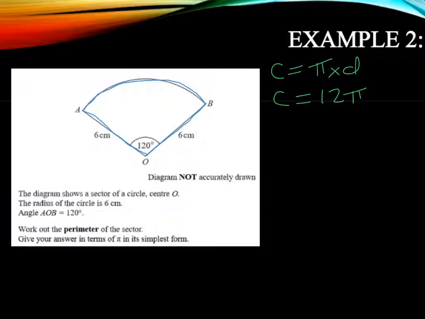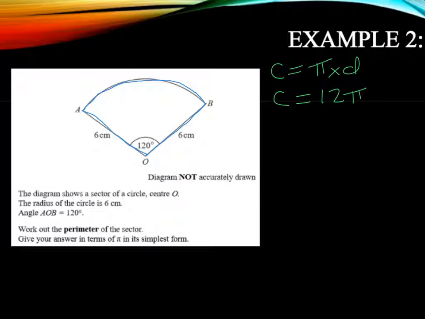Now, I'm not trying to work out what this is. Notice that I'm just referring back to the question. Give your answer in terms of pi in its simplest form. So I don't need to do anything else here. The only reason I've put the 12 at the beginning and the pi at the end rather than pi 12 is just for neatness and standard convention. If we have a mixture of numbers and symbols, we tend to put our numbers at the beginning and our symbols at the end. Okay, what else do we need to do?